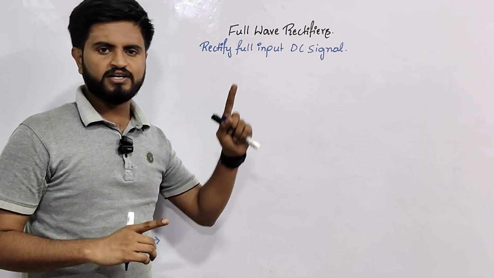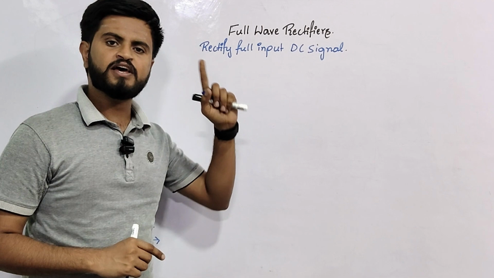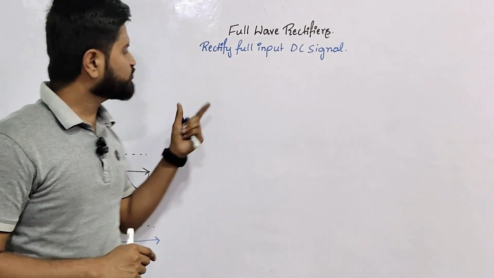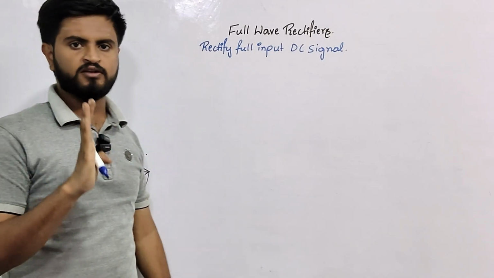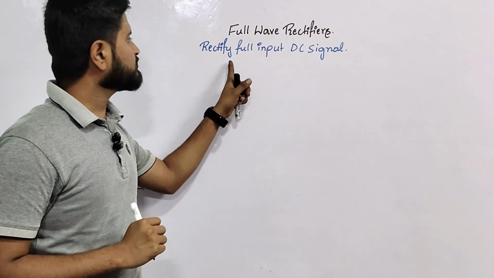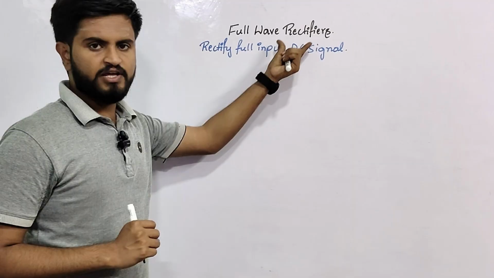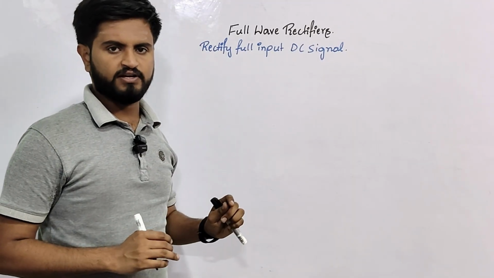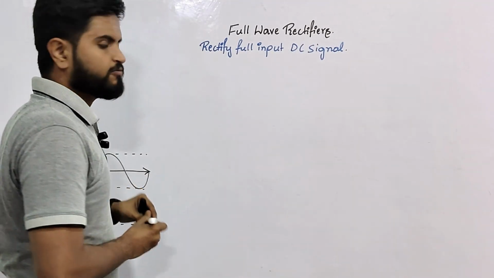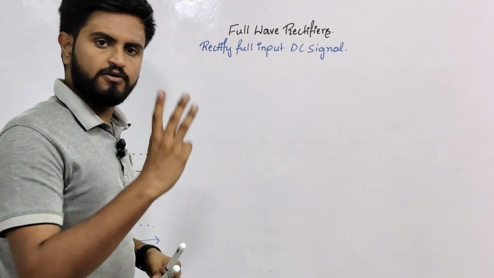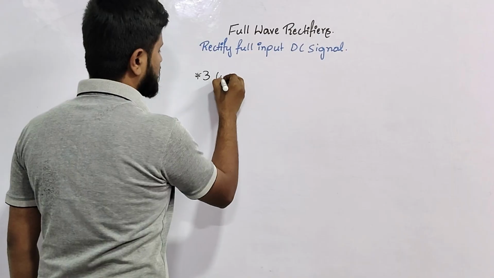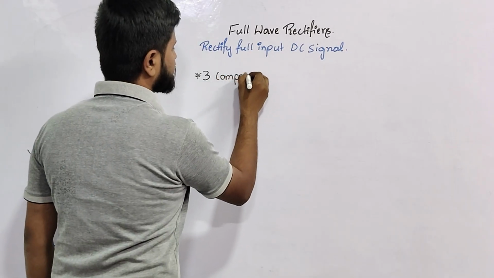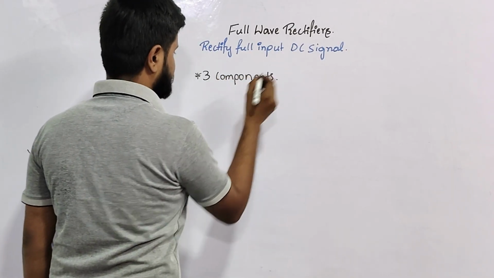But what was happening in the half wave rectifiers? In half wave rectifiers, it was only rectifying the positive half cycle of the given input signal. So here, what will we be doing? The full wave will be rectified by the full wave rectifier. Same as the half wave rectifier, we will have three major components in the full wave rectifier.